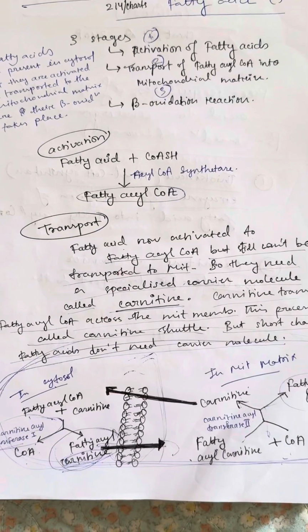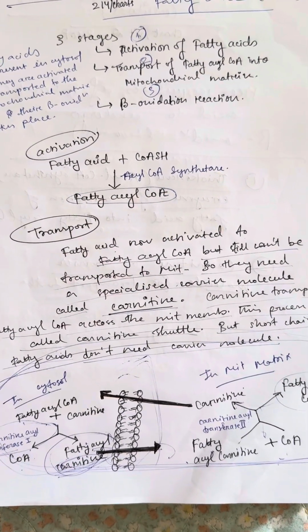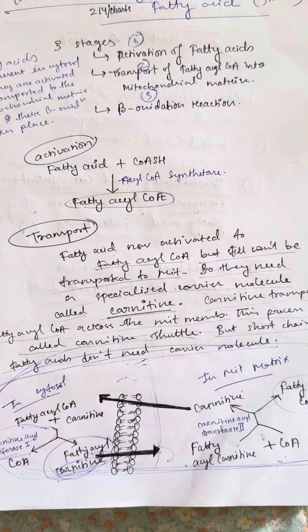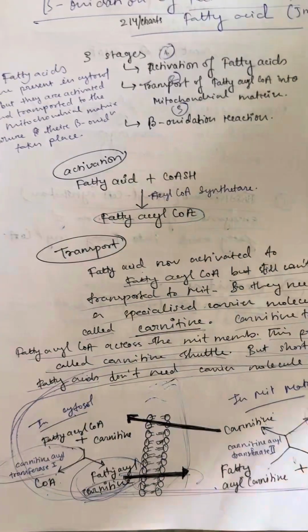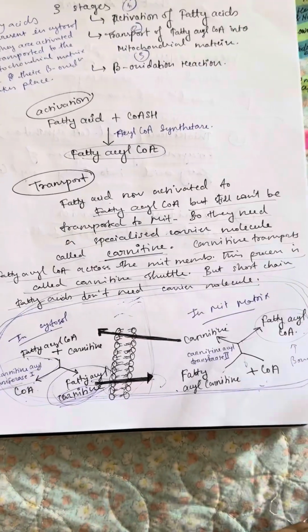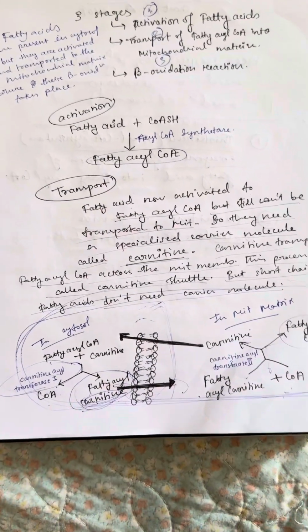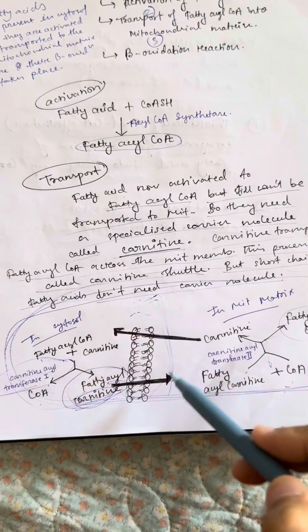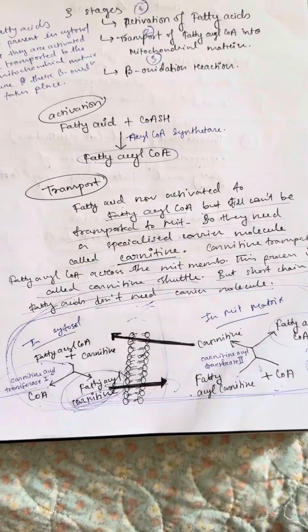So even after the activation of fatty acids into fatty acyl coenzyme A, only the long chain fatty acids need this carrier molecule carnitine to be transported to the mitochondrial matrix. I have drawn a very simple representation of the carnitine shuttle. This is the mitochondrial membrane. This is the cytosol, this is the mitochondrial matrix. This much you understand.